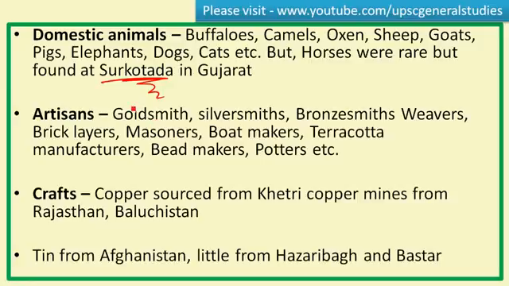Next is artisans. A large variety of artisans was present: goldsmiths, silversmiths, bronzesmiths, weavers, bricklayers, masons, boat makers, terracotta manufacturers, bead makers, and potters. So these artisans were sustained by the food supplied from agriculture, the surplus food.